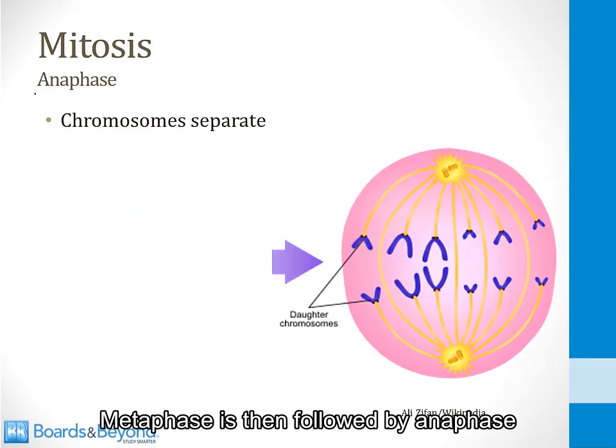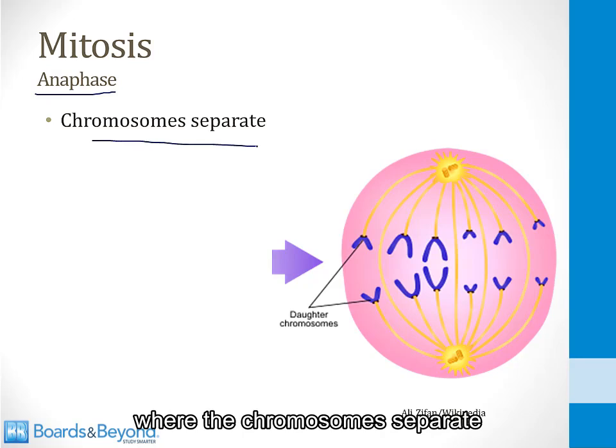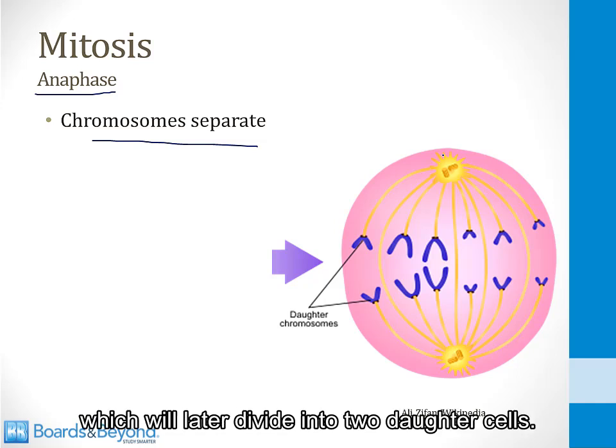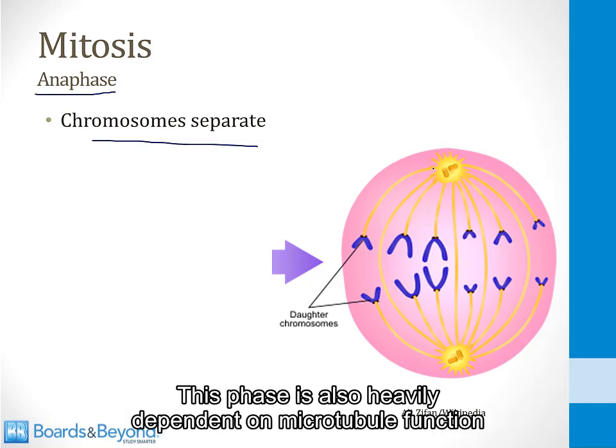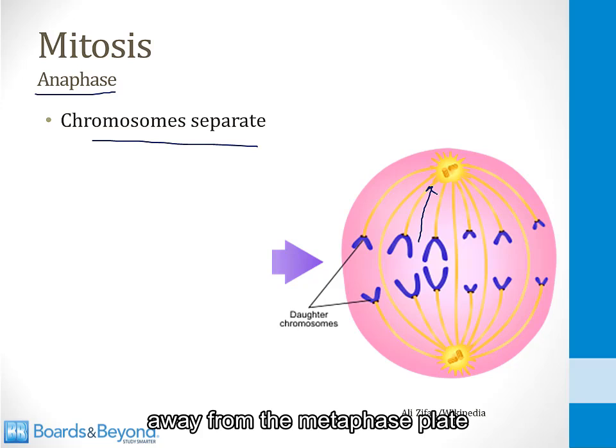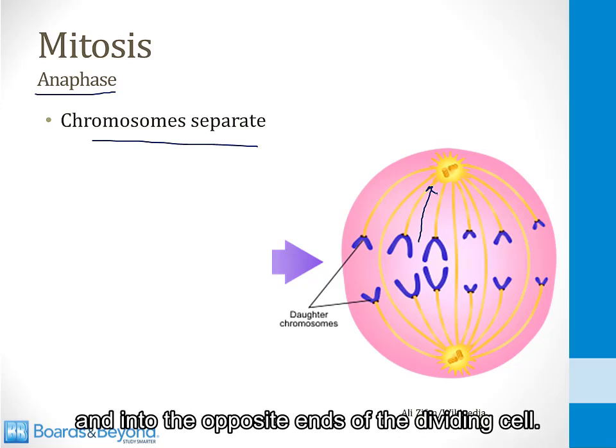Metaphase is then followed by anaphase, where the chromosomes separate and are pulled to opposite ends of the cell, which will later divide into two daughter cells. This phase is also heavily dependent on microtubule function so that it can pull these chromosomes away from the metaphase plate and into the opposite ends of the dividing cell.